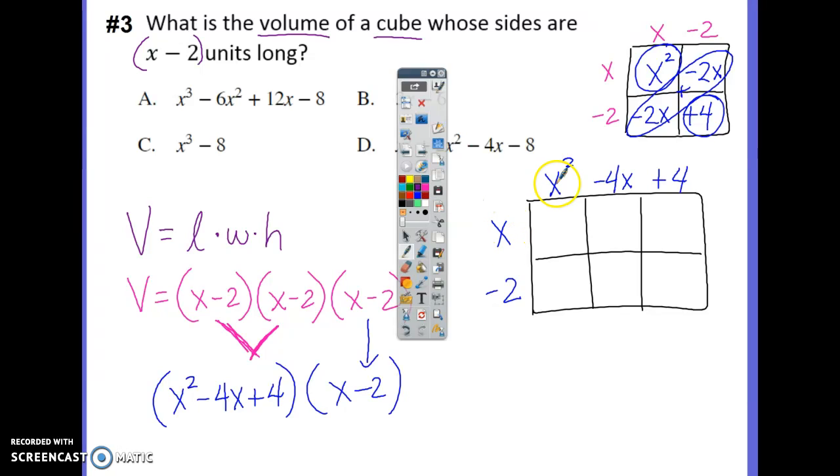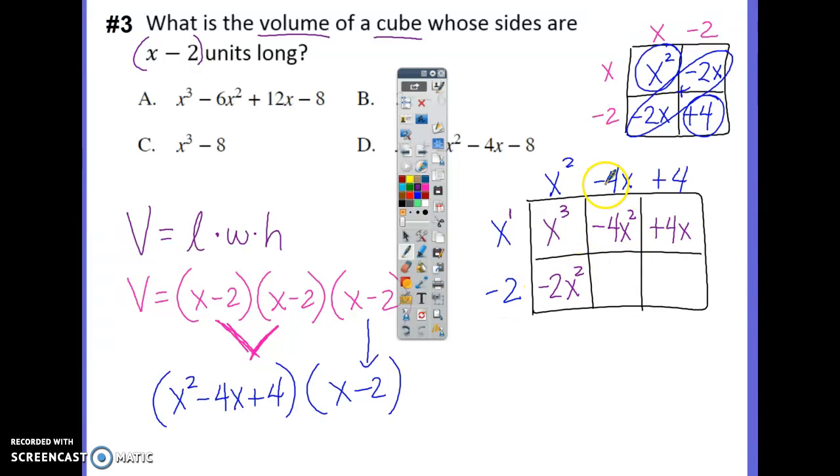What's x times x squared? X cubed, right? Because it's 3 x's. What's x times negative 4x? Negative 4x squared, because it's 2 of them. What's x times 4? Positive 4x. Negative 2 times x squared? Negative 2x squared. Remember, the diagonals have to be the same.